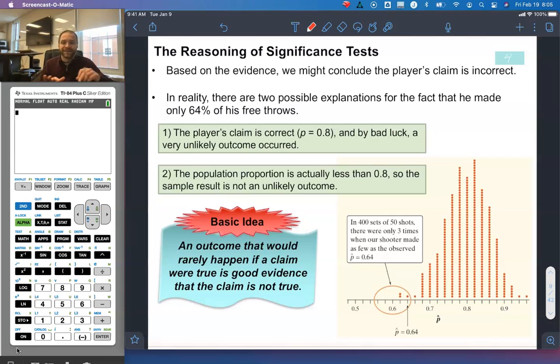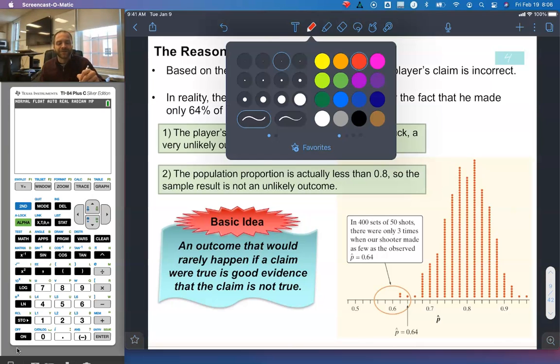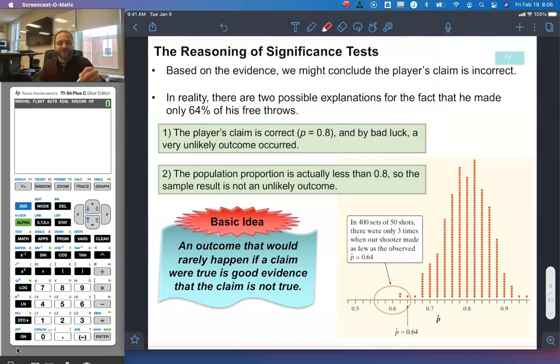So the bottom line is this. This is the basic idea. An outcome that would rarely happen if a claim were true is evidence that the claim is not true. And that's a weird thing to say. An outcome that would rarely happen if a claim were true. And so, again, this distribution is assuming that the claim is true.